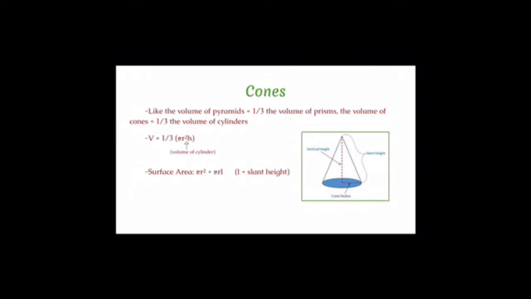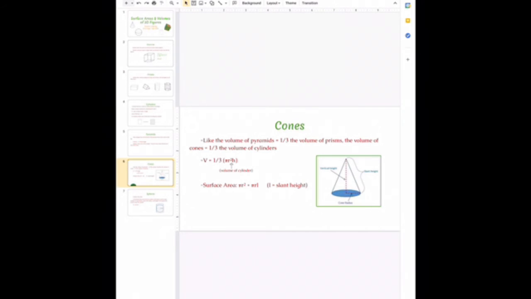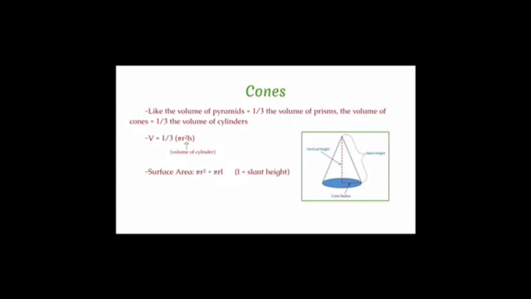L is equal to slant height, and slant height is basically kind of what we just did, in that it's the side, so it's not the vertical height. If they don't give it to you, you would have to use the Pythagorean theorem to find it by using the radius and the vertical height to find the slant height. So yeah, let's do an example.